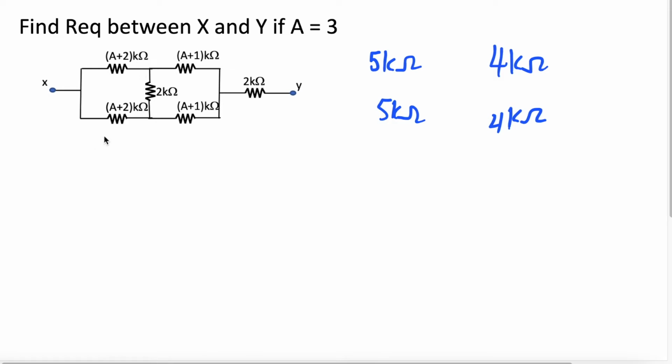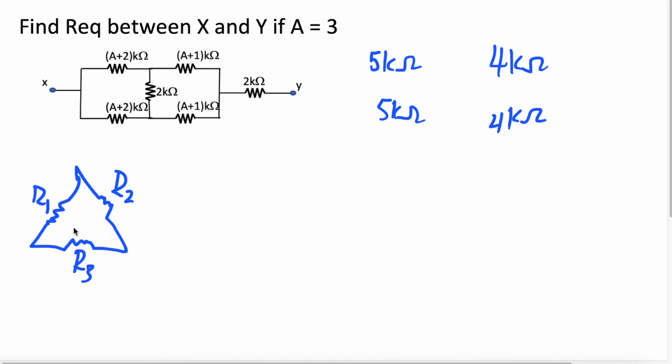Well, we need to do something called Y delta transformation, right? So essentially what that is, we have a triangle of resistors, right? So we have a resistor over here, we have a resistor over here, and we have a resistor over here, right? So let's label this R1, R2, and R3, right?